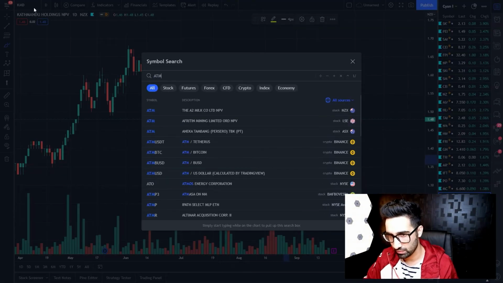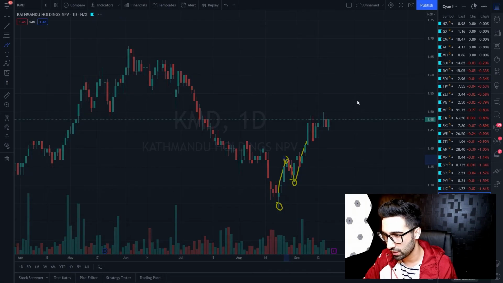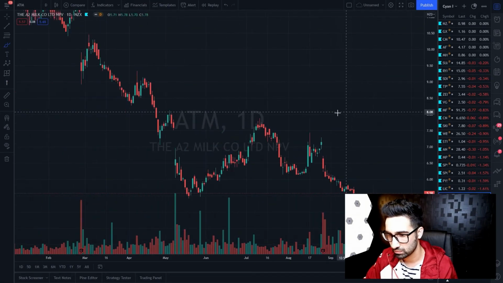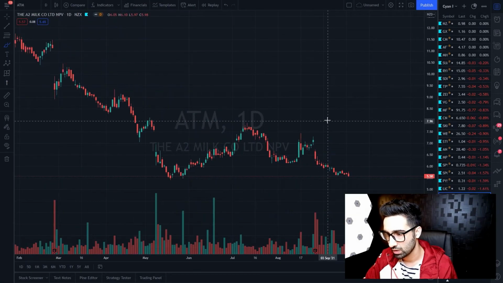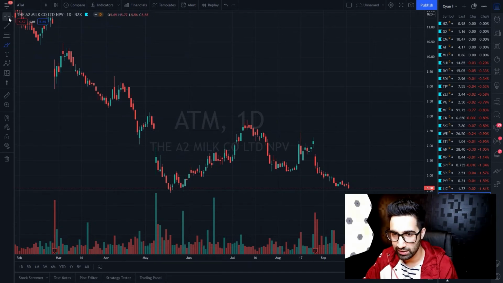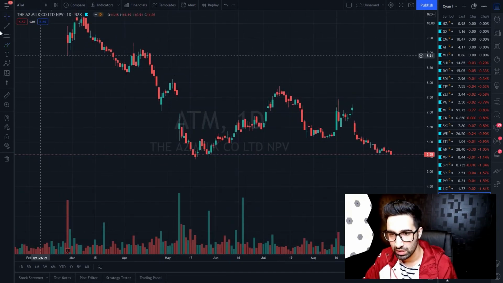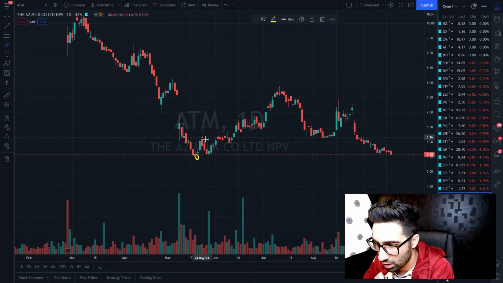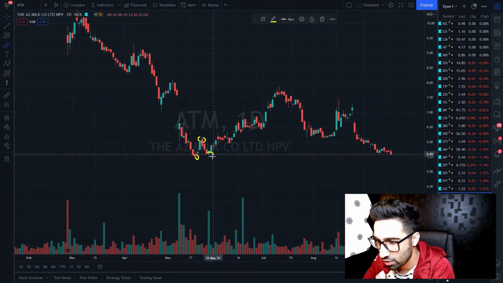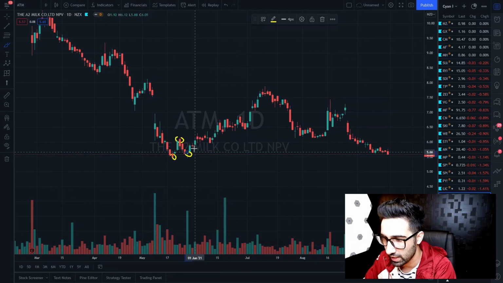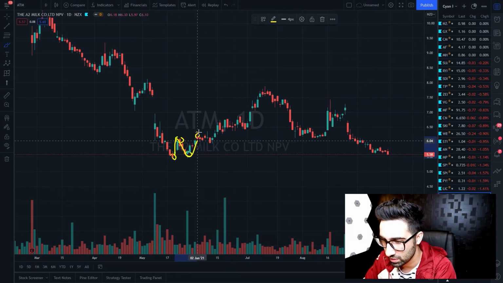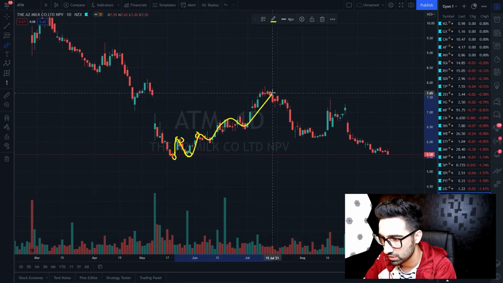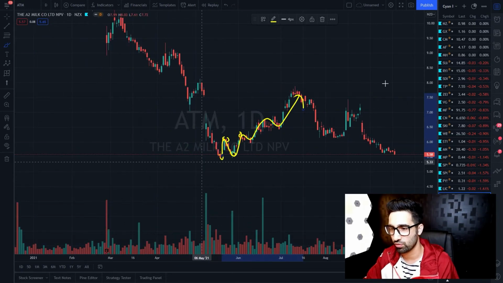Similar to A2 milk. So if you look at A2 milk, for example, I didn't take advantage of this reversal last time, but a true reversal was right here. So you saw a high develop here, then you saw kind of a higher low. It's not very clear, and then you saw a higher high develop here. And then what happened after that? You saw it just started to trend upwards. So that was a true reversal right here.